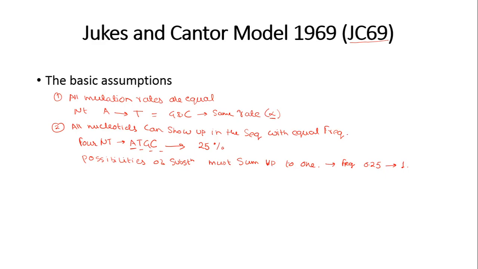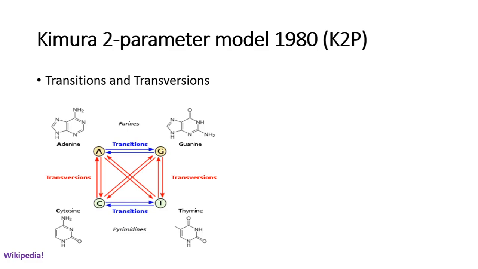Now let us talk about the next model, what we call the Kimura two-parameter model, that was published in 1980. But before we talk about this model, let us get introduced to two more terms that we will need in our discussion. These are transition and transversion. You might already be aware of this, therefore I would just introduce you to this concept again. In natural DNA sequence we have two purines, adenine and guanine, which we term A and G, and we have two pyrimidines, cytosine and thymine, which we term C and T. These purines are two ring bases, and the two pyrimidines are single ring bases.